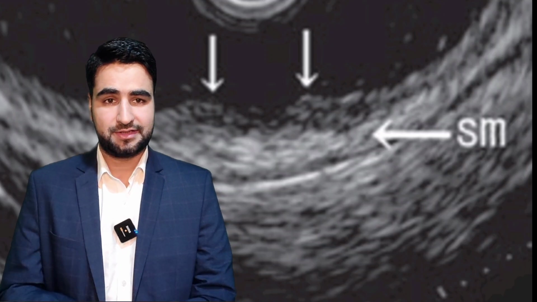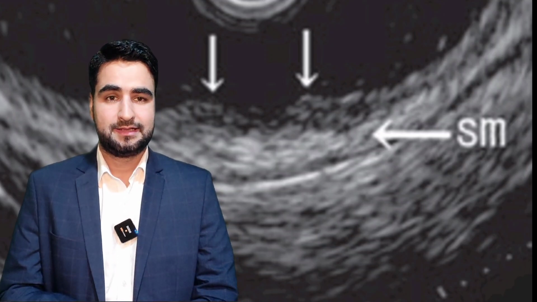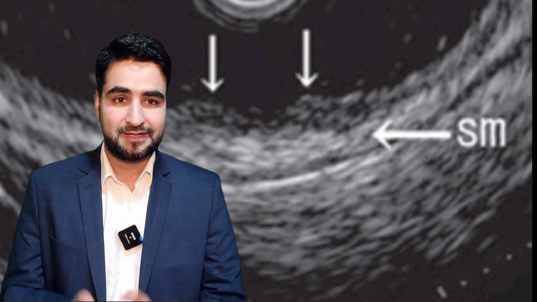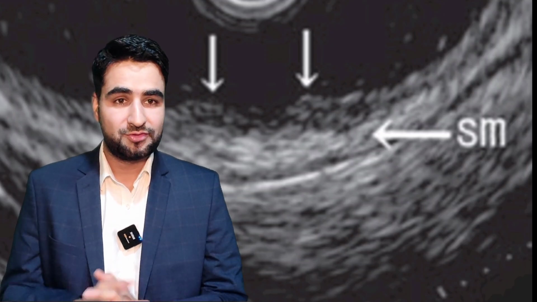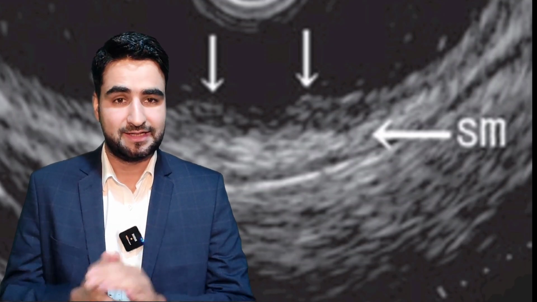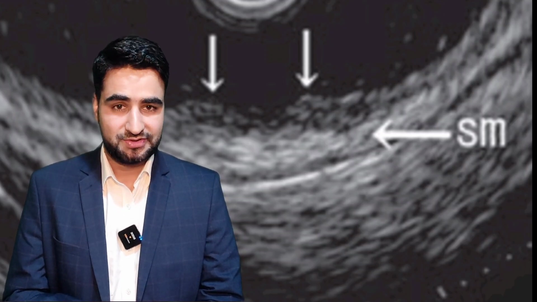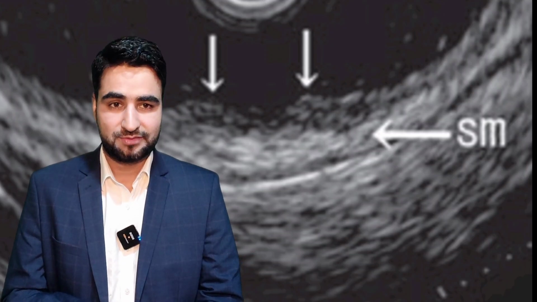The third hyperechoic layer, which represents submucosa, appears normal. That's an important observation. It means the disease process has not yet penetrated beyond the mucosa. So we are dealing with a superficial mucosal lesion. Such endoscopic ultrasound findings can be seen in early gastric cancer, mucosal type, erosive gastritis or duodenitis, superficial ulcerations, and high-grade dysplasia confined to the mucosa.